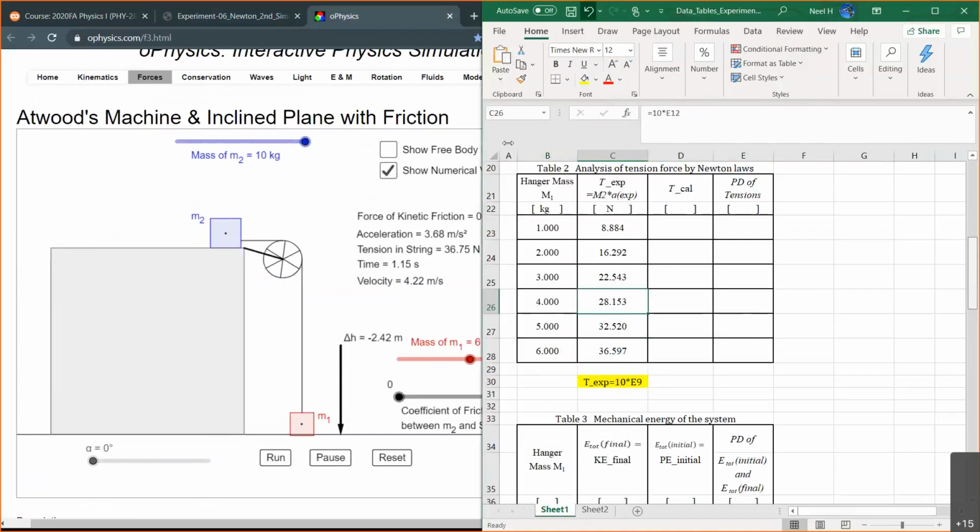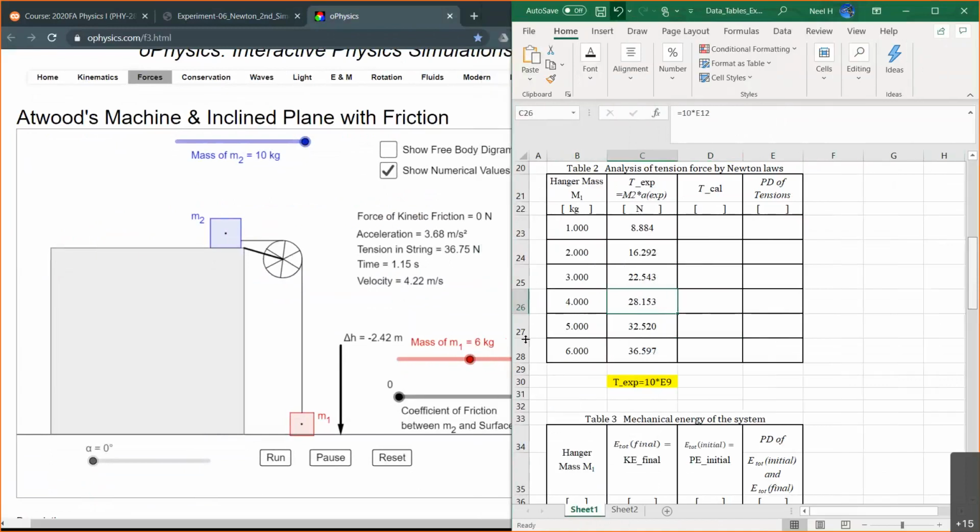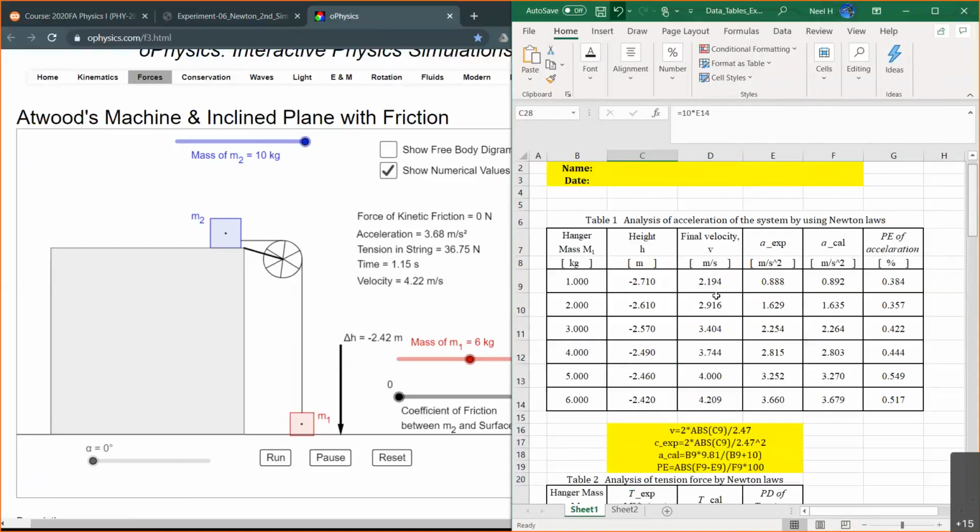So if you check the last one for 6 kilograms M1, in the simulator it tells you tension in the string is 36.75. I'm getting 36.597. So it's extremely close. There's a little bit of difference because everything here we calculated, not the given values here.